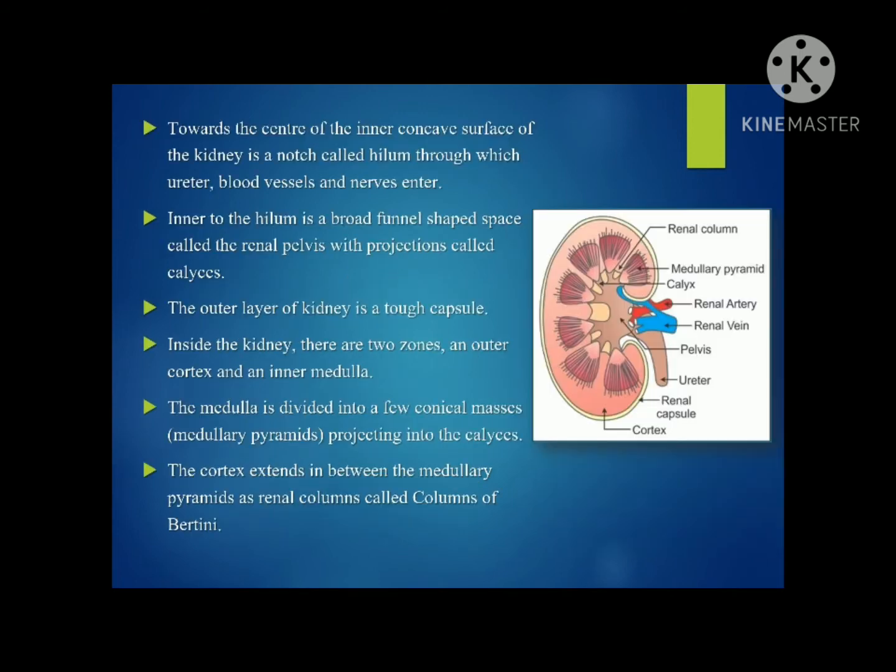Towards the center of the inner concave surface of the kidney is a notch called hilum, through which ureter, blood vessels, and nerves enter. Inner to the hilum is a broad funnel shaped space called the renal pelvis with projections called calyces. The outer layer of kidney is a tough capsule. Inside the kidney, there are two zones, an outer cortex and an inner medulla. The medulla is divided into few conical masses, medullary pyramids, projecting into the calyces. The cortex extends in between the medullary pyramids as renal columns called columns of Bertini.